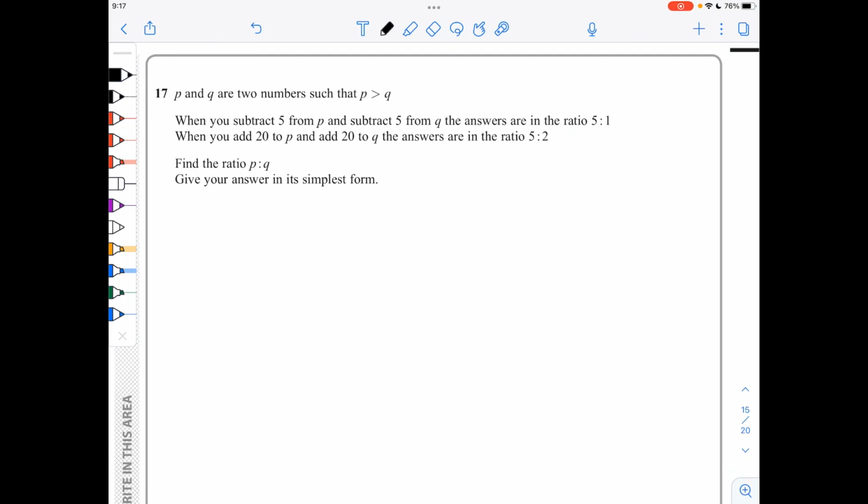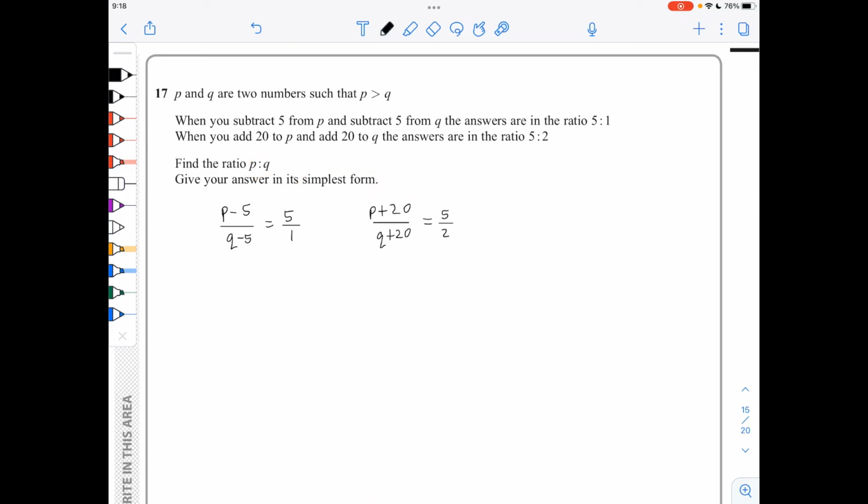In 17, we've got P and Q, two numbers with P being greater than Q. If we subtract 5 from P and 5 from Q, then the answers are in the ratio 5 to 1. And if we add 20 to P and we add 20 to Q, the answers are now in the ratio 5 to 2. So we're looking at simultaneous equations in P and Q. We have to be careful that we need to find the ratio P to Q in its simplest form.